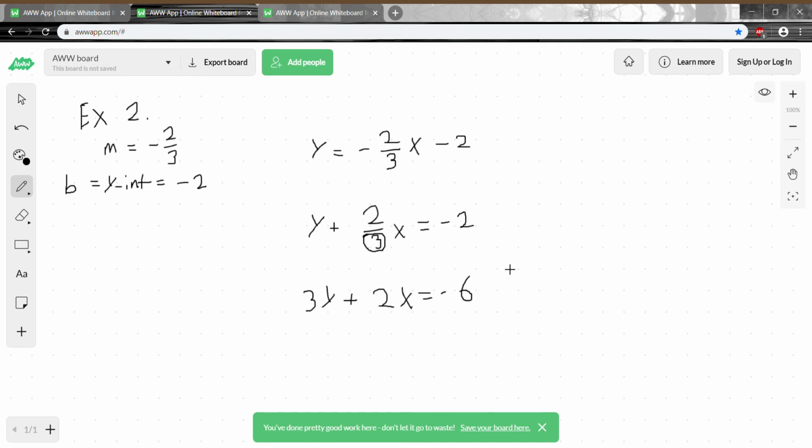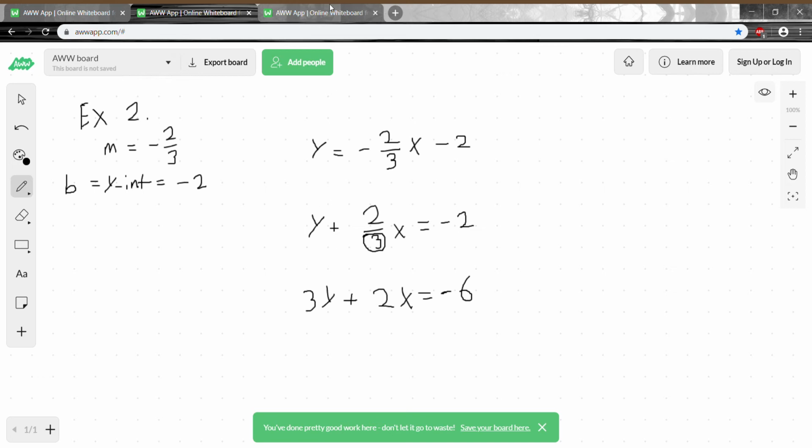Now, this is an acceptable answer. However, if you were to take this negative sign and make it positive and make these two terms negative, that is also acceptable. Now that we have gone back and forth between the two forms, let's see why the slope-intercept form is even useful.